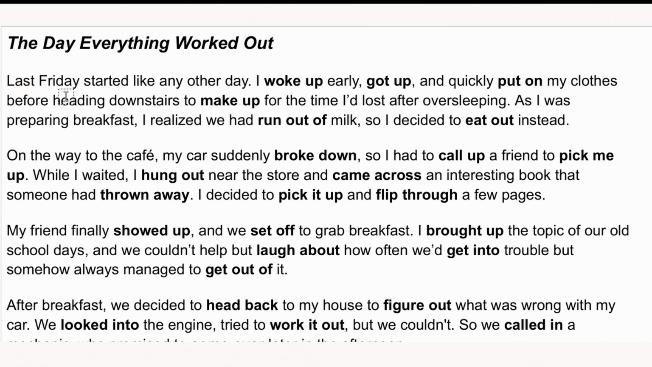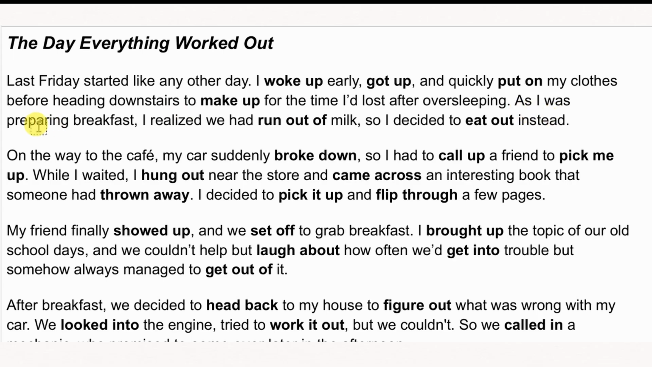Last Friday started like any other day. I woke up early, got up, and quickly put on my clothes before heading downstairs to make up for the time I'd lost after oversleeping, or for the time I had lost after oversleeping. You know the meaning of to oversleep. This is to sleep a lot.